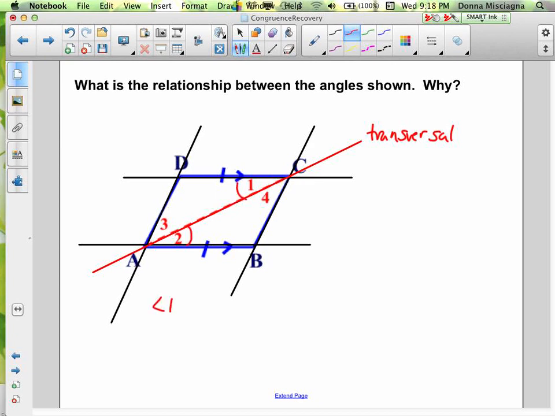We worked with parallel lines cut by a transversal, and we know that angle 1 would have to be congruent to angle 2, and angle 3 would have to be congruent to angle 4. Do you remember why? What kind of angles are those formed by parallel lines? Those are alternate interior angles. We know alternate interior angles formed by parallel lines are congruent.